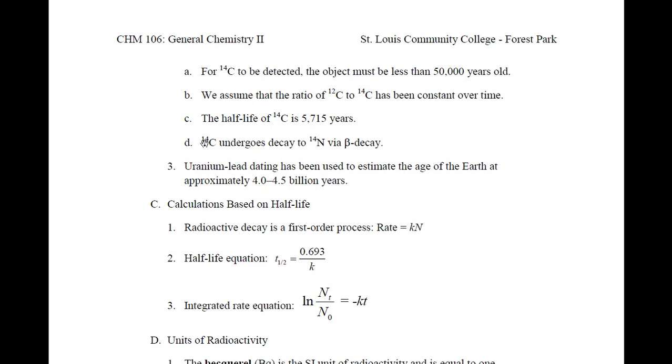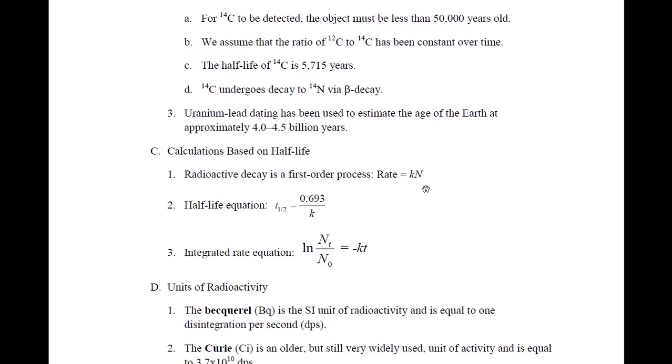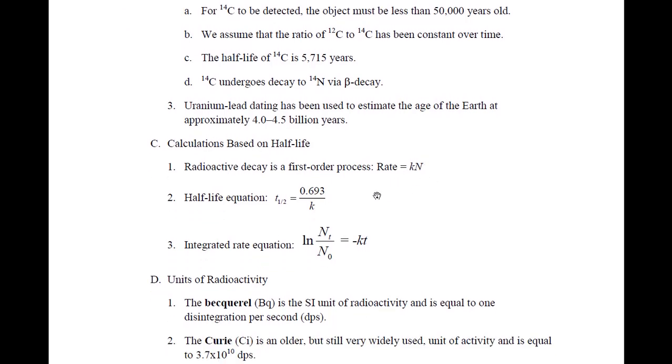Okay, and when carbon-14 decays, it goes back to nitrogen via a beta decay. So it's created in the upper atmosphere as a reaction with nitrogen, and then it just goes back to nitrogen when it's done. All right, and so uranium, as I told you, uranium-to-lead dating has been used to estimate the age of the Earth, and that's approximately 4 to 4.5 billion years, based on how much uranium theoretically was there in the beginning and how much is there now in any given sample. So the age of the Earth is approximately 4 to 4.5 billion years old. All right, so calculations based on half-life. Again, you're very, very comfortable with it.